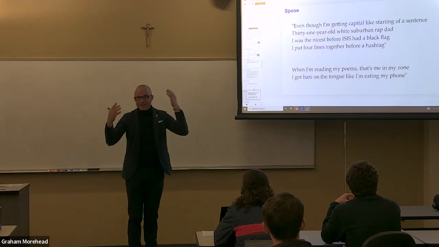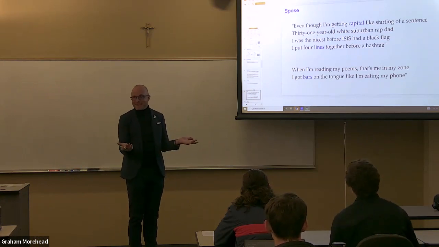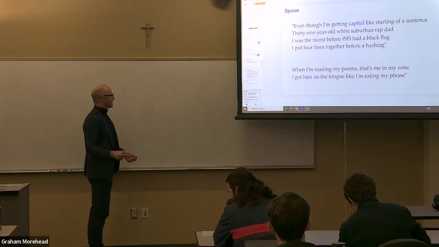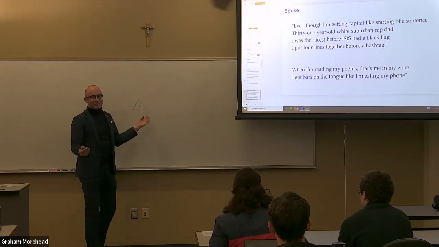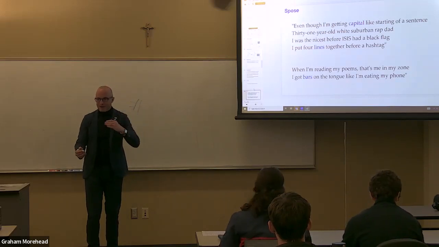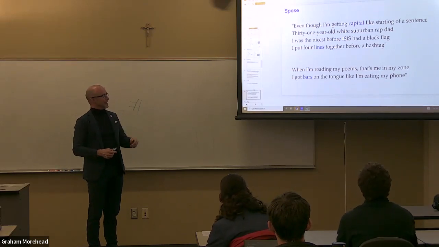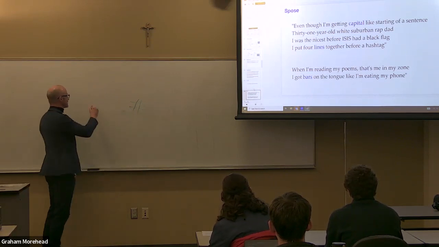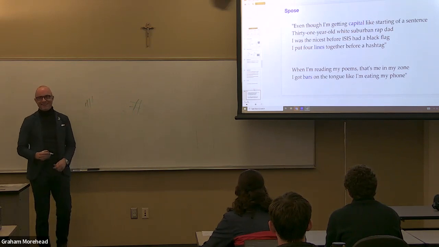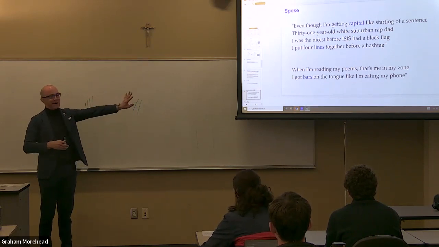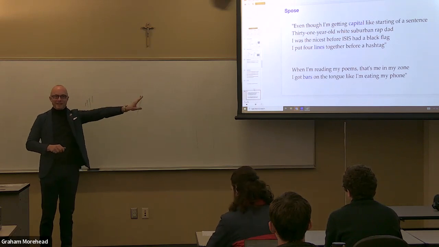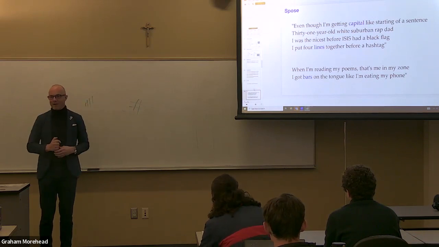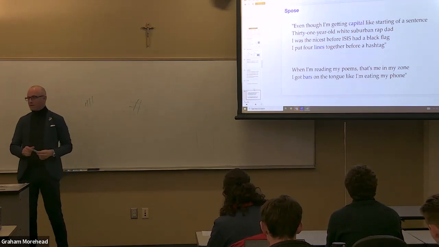Capital, of course, can mean the first letter of a sentence is a capital letter, or it can mean cash. Four lines together before a hashtag. Hashtag, there's four lines in there, right? But also, he's talking about the lines in a bar of a rap song. Four lines. And a bar of a rap song. Also he's like, I got bars on my tongue like I'm eating my phone, because if you have good reception, you have more bars. Those double entendres are very prevalent in art, literature, rap music, whatever. A very hard thing for NLU to get, but one of the more fun tasks in NLU.